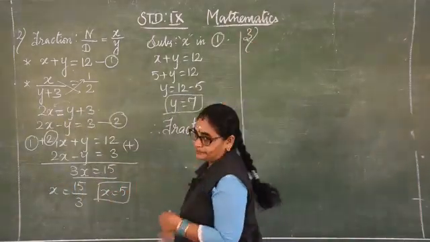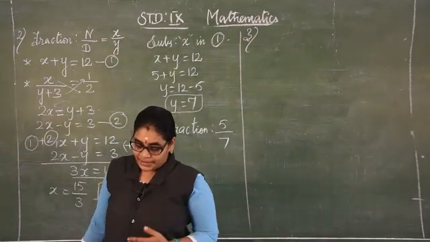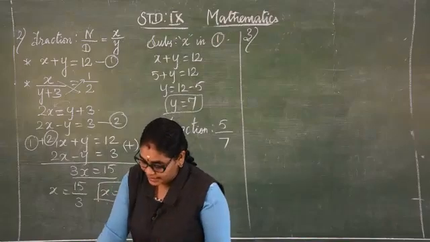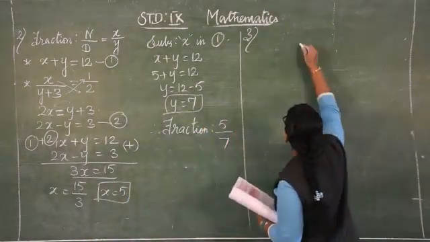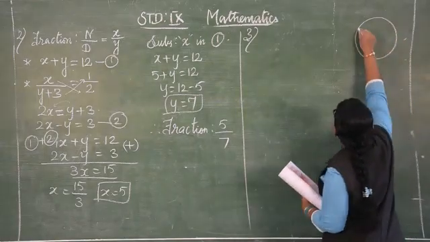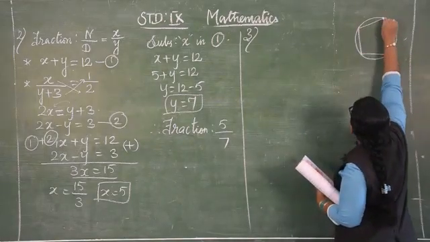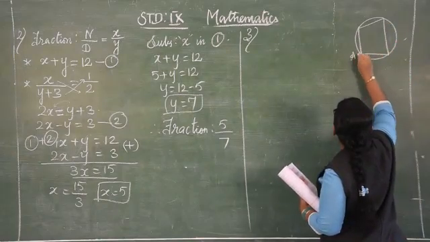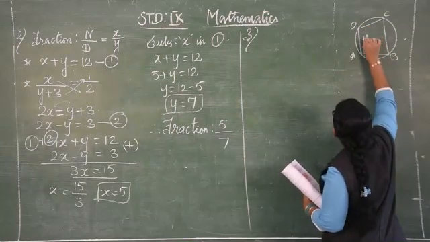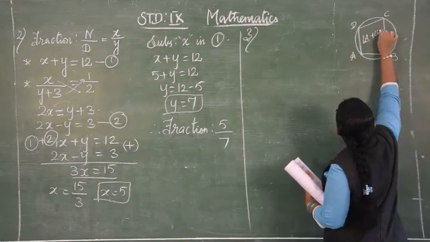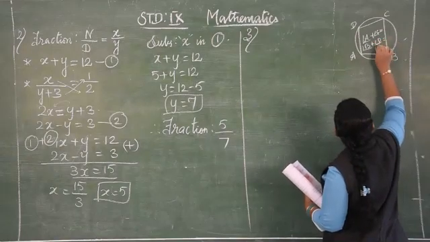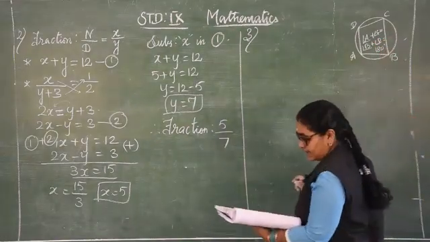Now, the third question. ABCD is a cyclic quadrilateral such that the measure of angle A is equal to... So, you should know a cyclic quadrilateral for your reference. A cyclic quadrilateral is a quadrilateral inside a circle. So this is your A, this is your B, this is your C, and this is your D. Measure of angle A plus C is equal to measure of angle B plus D, which is equal to 180 degrees in a cyclic quadrilateral.